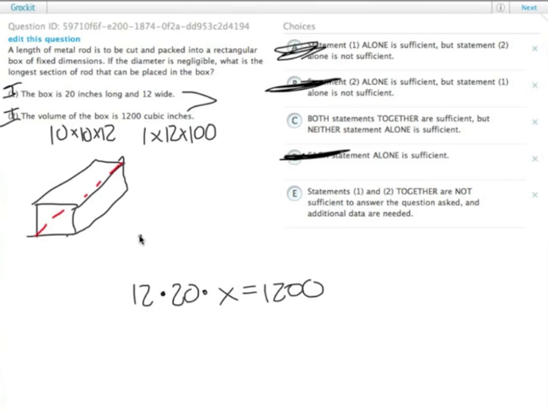We don't need to actually do it, we just know that once we have all three dimensions, we can find the diagonal of the base, and then use that to find that internal diagonal. So the two statements together are sufficient. Answer choice C.